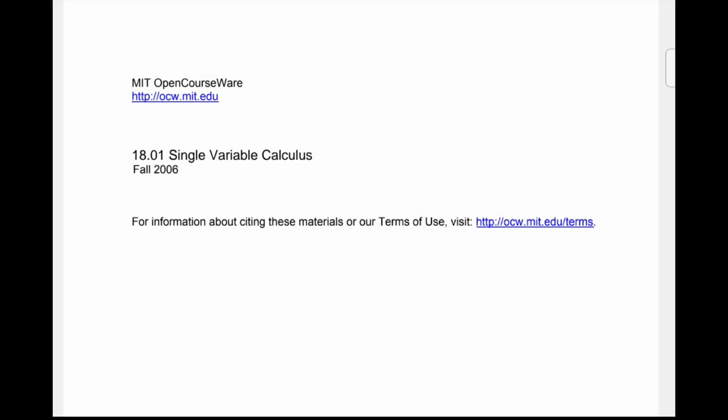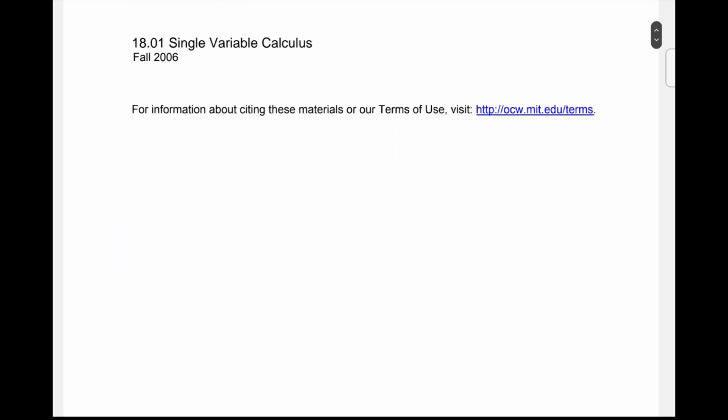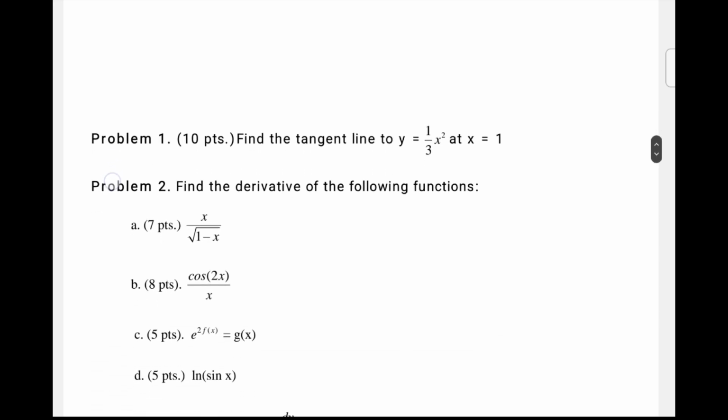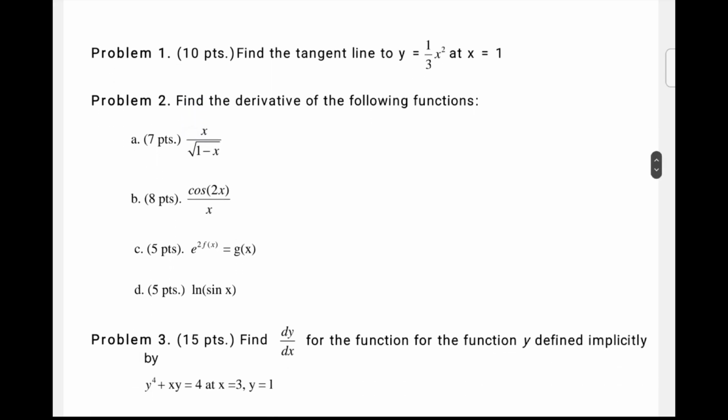Hi, in this video I would like to solve a complete exam provided by MIT OpenCourseWare. The test is for the topic of single variable calculus, or what we call in most universities Calculus 1. So what I will do is solve each question and provide hints, tips, and tricks about solving this kind of problems. So problem 1.